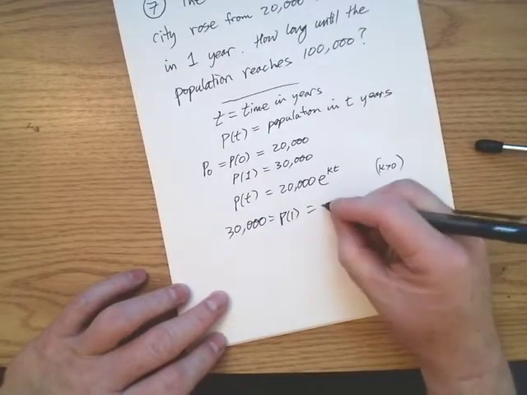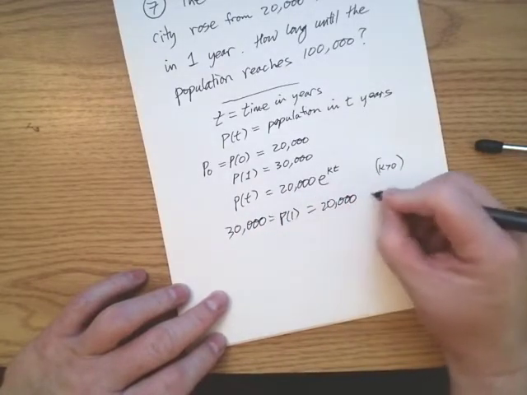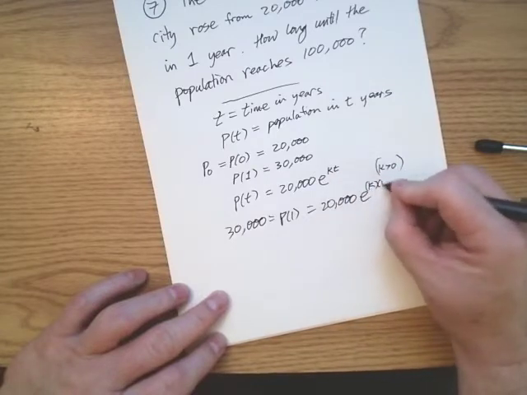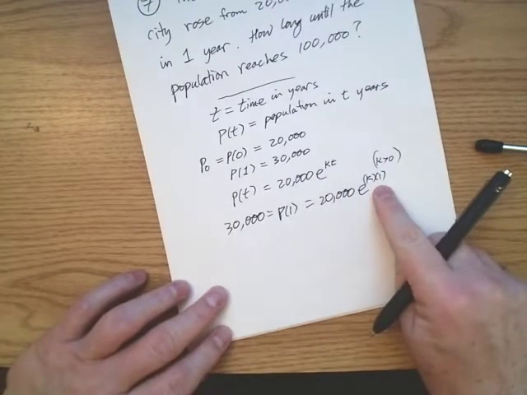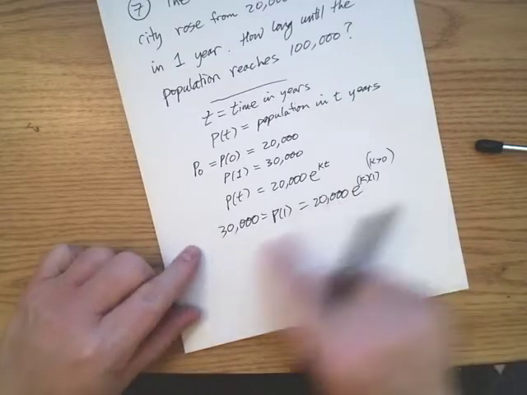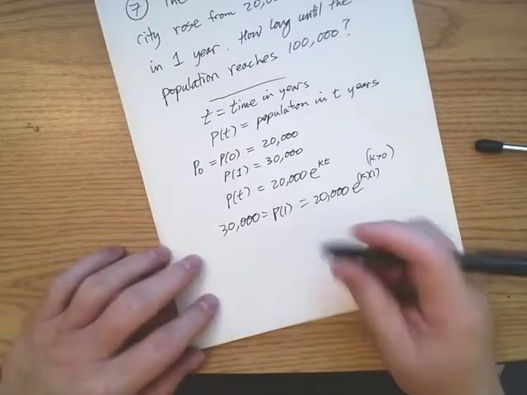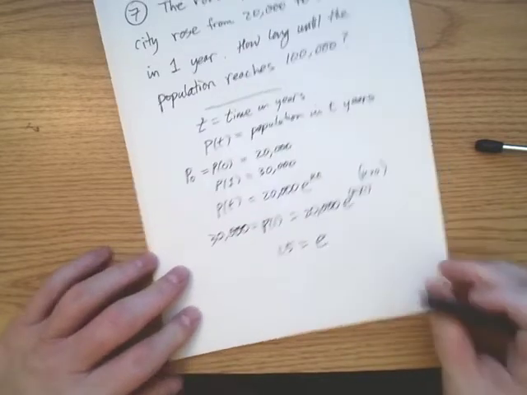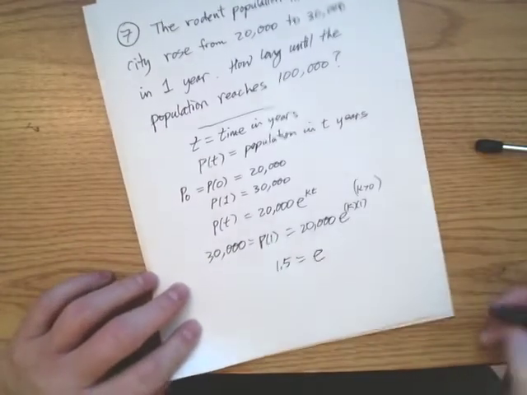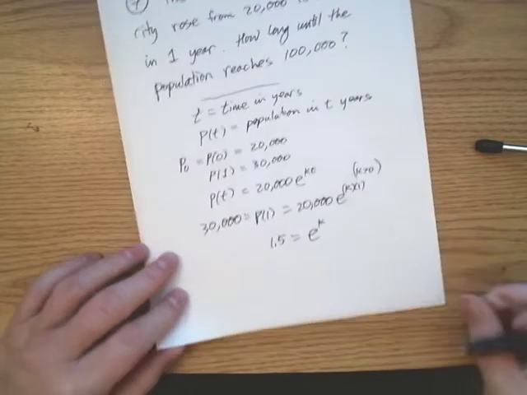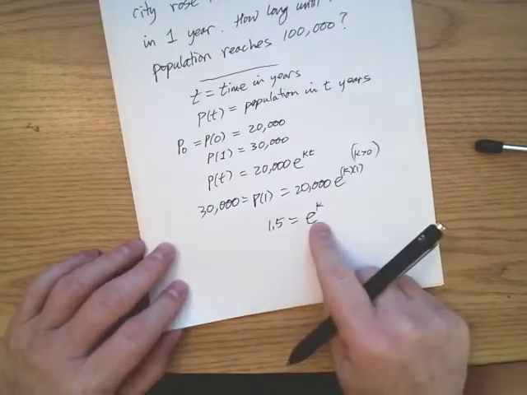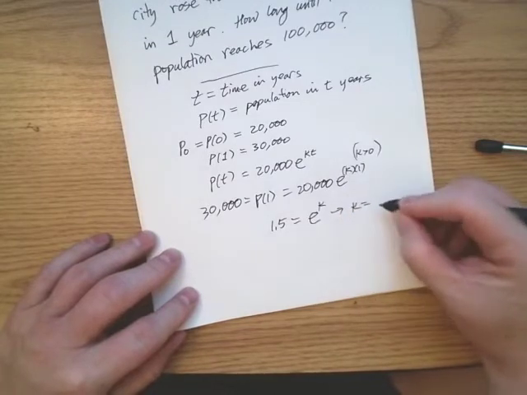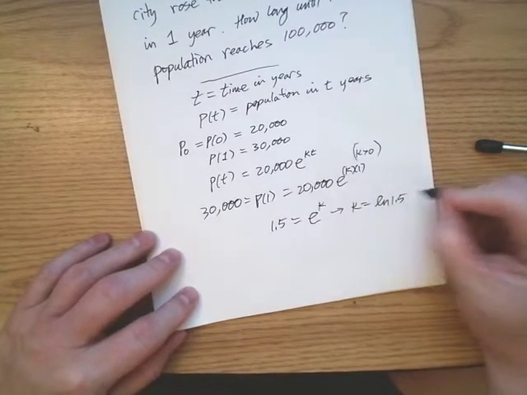Now we said 30,000 is P at 1, so if I let t equal 1, I get 20,000 times e to the k times 1, which is really just e to the k. Let's divide by 20,000 on each side. 20,000 goes into 30,000 1.5 times. So the point is it grew by a factor of 1.5 in 1 year. So we've got 1.5 is e to the k. That implies that k is the natural logarithm of 1.5.